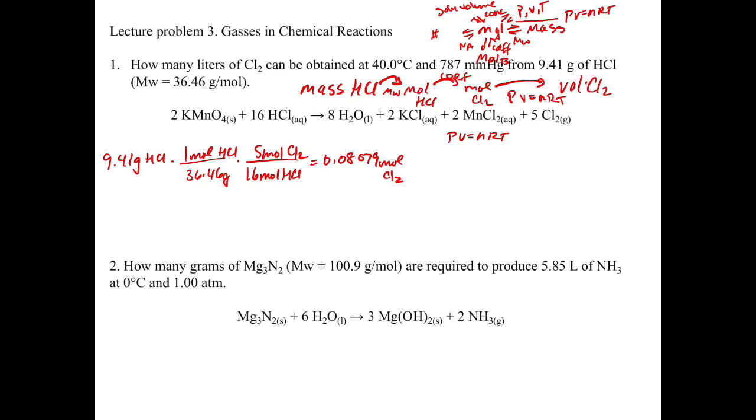So the variables that were given that relate to PV equals nRT is the temperature, which is equal to 40 degrees Celsius. We automatically add 273.15 to get Kelvin, which is 313.15 Kelvin. The pressure that's given to us is 787 millimeters of mercury. We're going to automatically convert that to atmospheres. And this gives us 1.035 atmospheres.